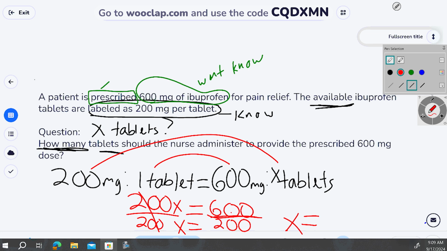600 divided by 200. Anybody give me X equals what? 3. Here's a trick, by the way, too. This goes for any math you're doing, multiplying and dividing. If for some reason you were on a desert island, you didn't have a phone or a calculator, and you need to figure some stuff out, here's an easy math trick.